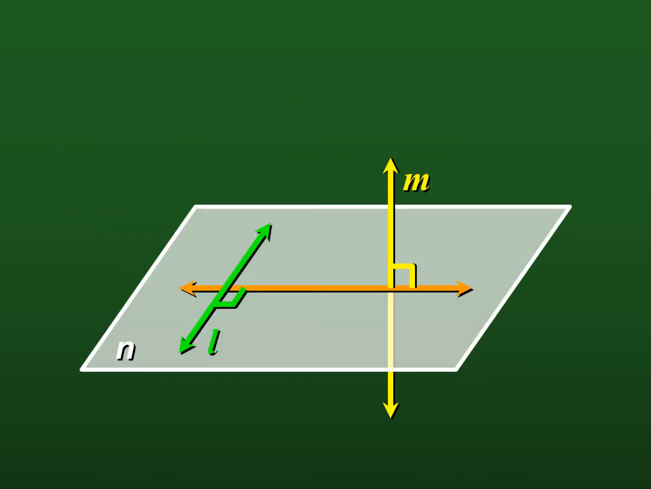So here's an example of that. Notice how line L is perpendicular to the orange line and how line M is perpendicular to the orange line. But notice how line L and line M are neither parallel nor perpendicular, and they're not even in the same plane, which means that they are skew. Line L and line M are skew lines.